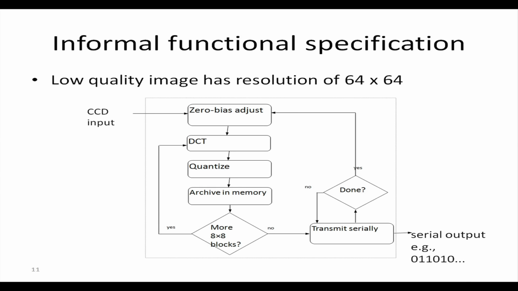So, these are the non-functional requirements, and typically the informal functional requirements for the camera would be: take the CCD input, do zero bias adjustment, do discrete cosine transform, quantize, archive in memory, more 8 by 8 blocks, yes, go and fetch them, do the same thing, otherwise the image is done, you transmit serially. Okay. That is the informal functional specification.